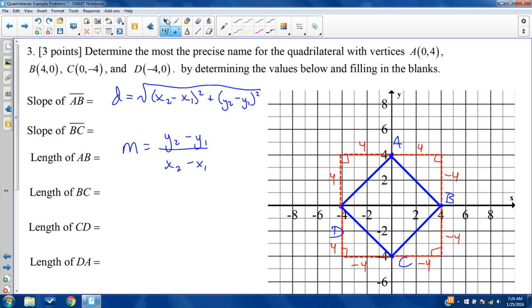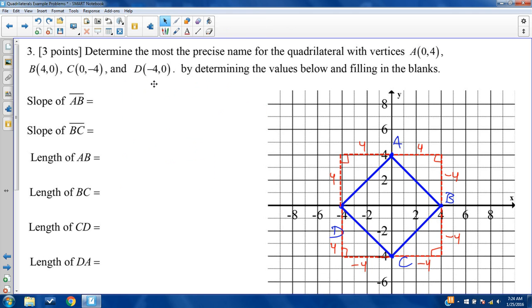Okay, so as I delete these things, because now I'm not going to be using them, pay close attention here. If I want to find the slope of AB, that's going to be rise, negative 4, over run, 4, which is negative 1 over 1, or just negative 1.